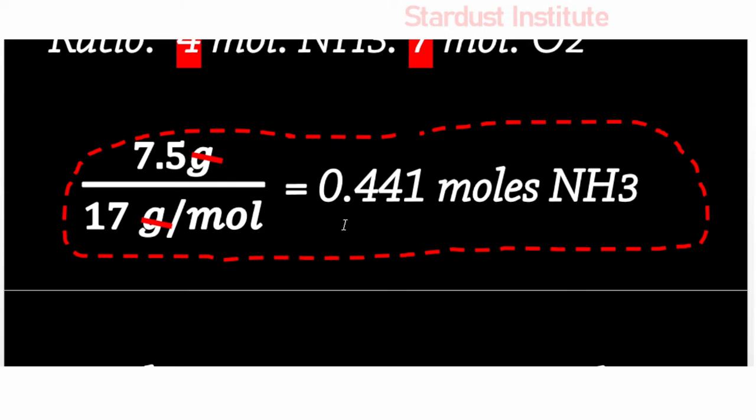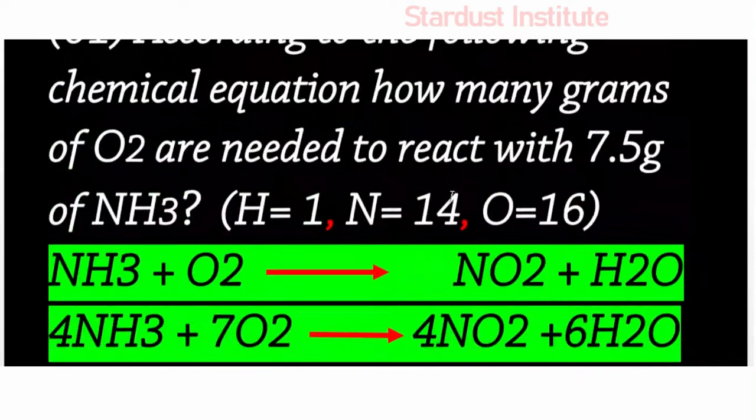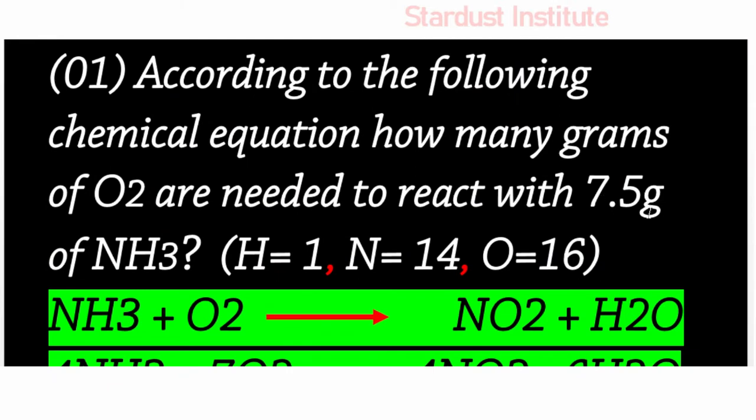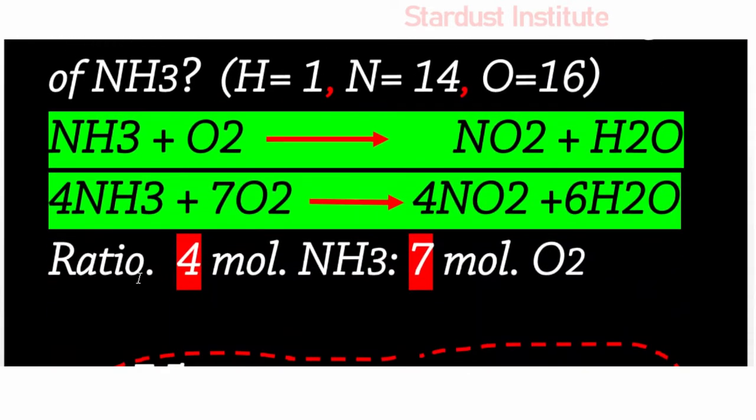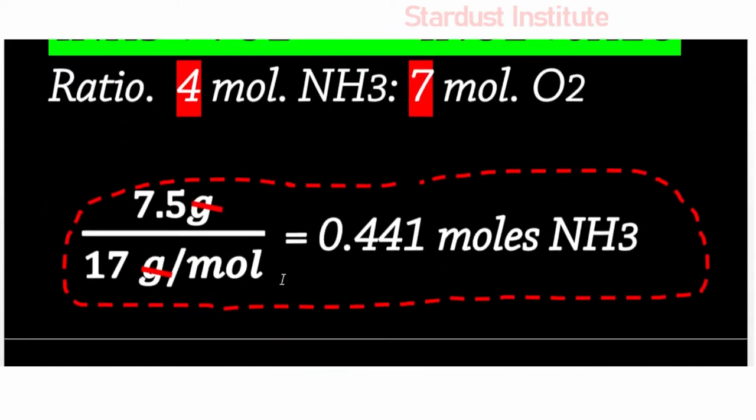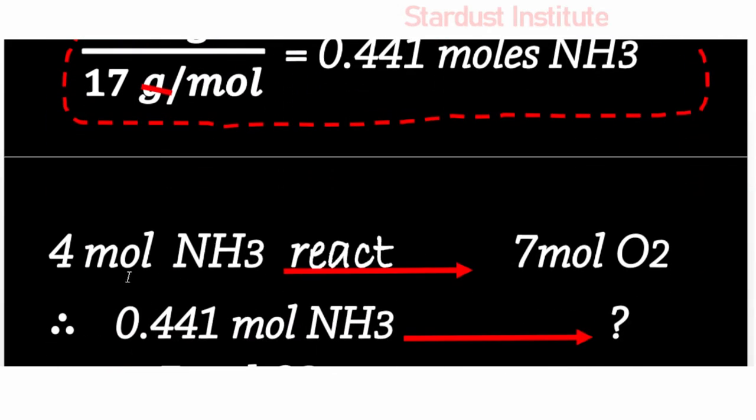Then we get 0.441 moles of ammonia. This 0.441 moles of ammonia means 7.5 grams of ammonia. This is the ratio: 4 moles of ammonia react with 7 moles of O2.